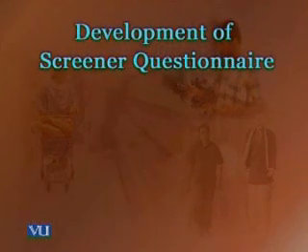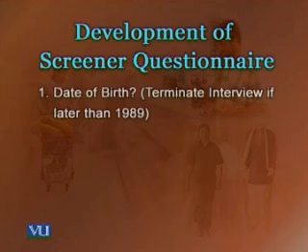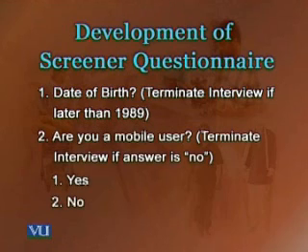A screener questionnaire is something like this, as you could see on the slide. Question number 1 is date of birth. As you could see, 18 to 24 years old is the target consumer age. If the date of birth of the respondent is earlier than 1989, then the interview is terminated right there and then. Question number 2 is, are you a mobile phone user? Of course, if the gentleman or the lady does not happen to be a mobile phone user, then they could not become a respondent for this study.